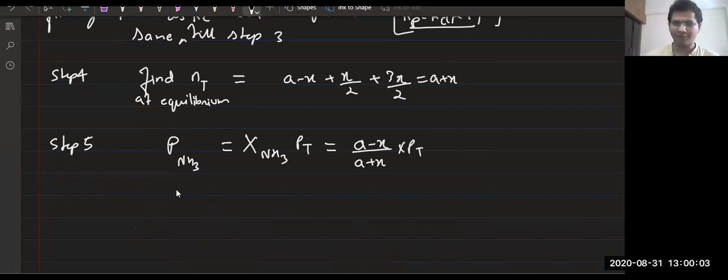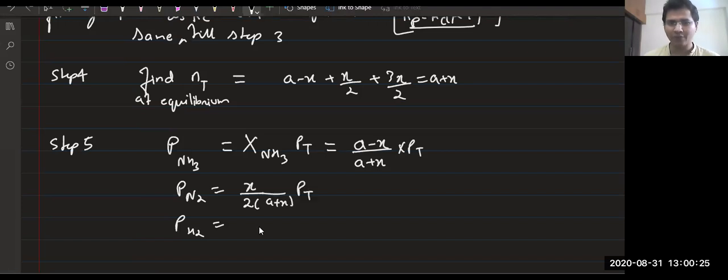In the same way, can we find PN2 and PH2? What is PN2? It will be X by 2 over A plus X into P total. In the same way, for PH2, it is 3X by 2 over A plus X into P total. Agree, everyone? Step 5. Step by step, don't worry, we did the same thing.